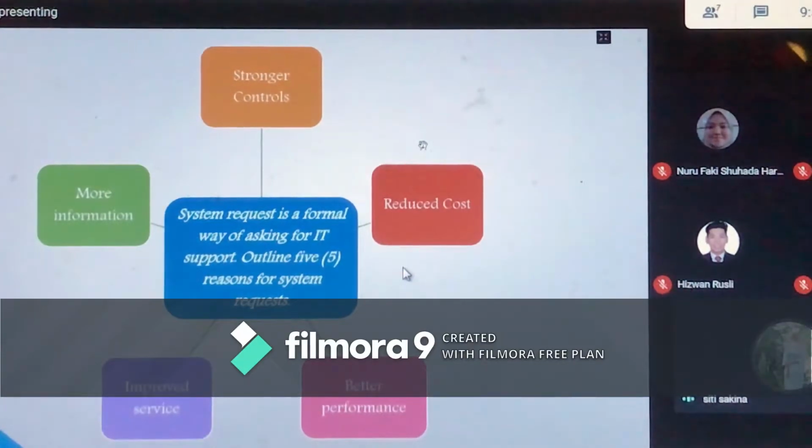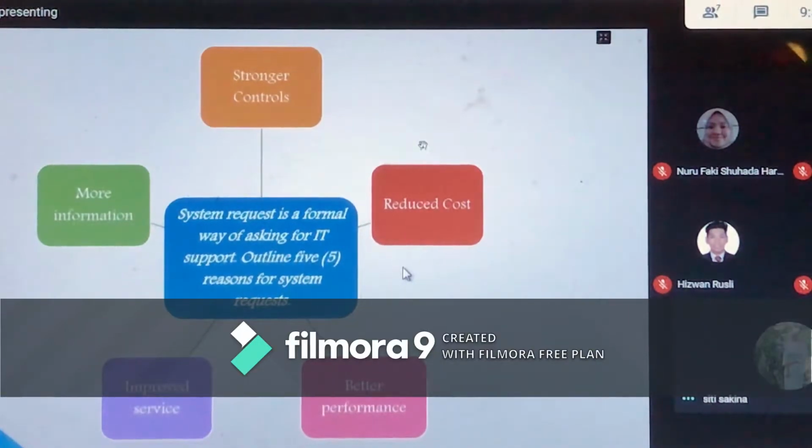Next is improved service. For instance, allowing mutual fund investors to check their account balance on a website, storing outstanding balances for customers, or creating an online registration system are all examples of providing valuable service and increased customer satisfaction.